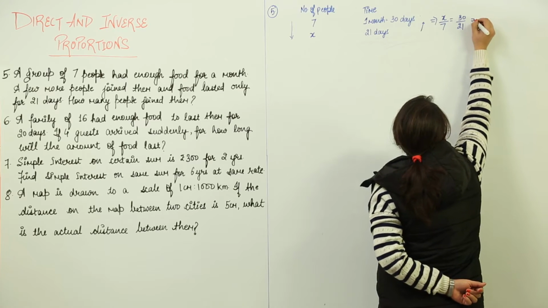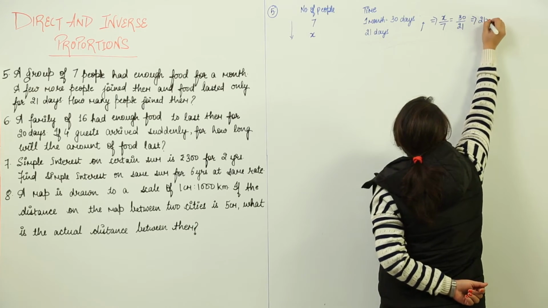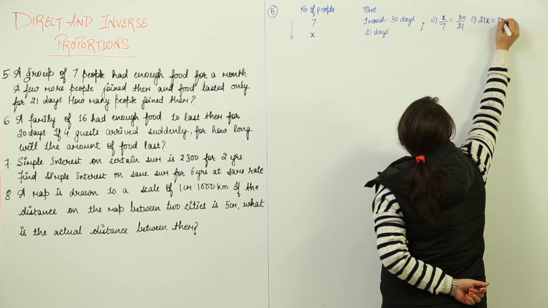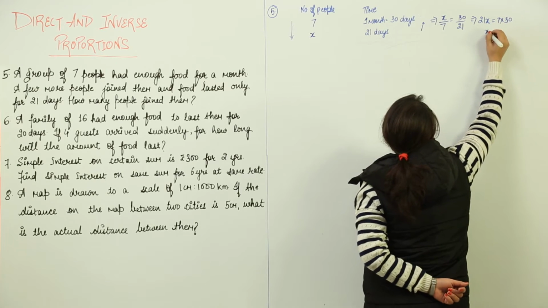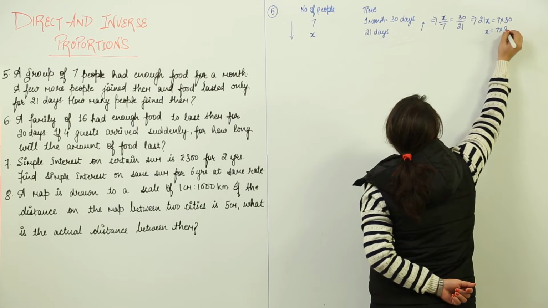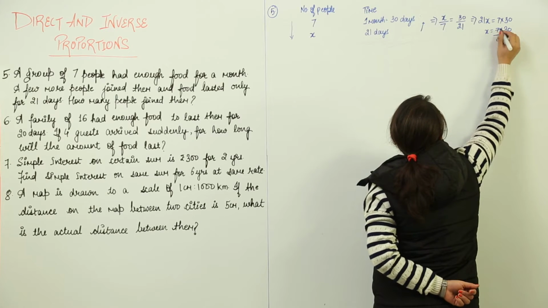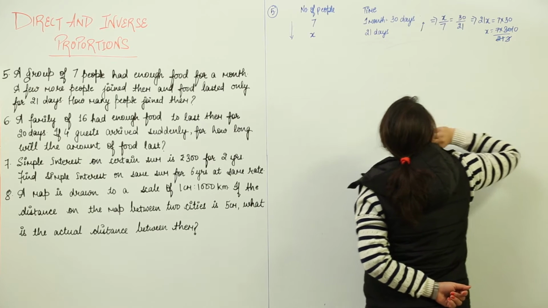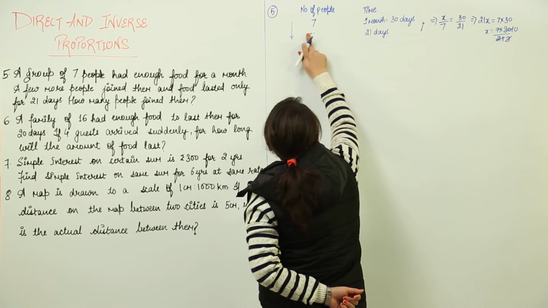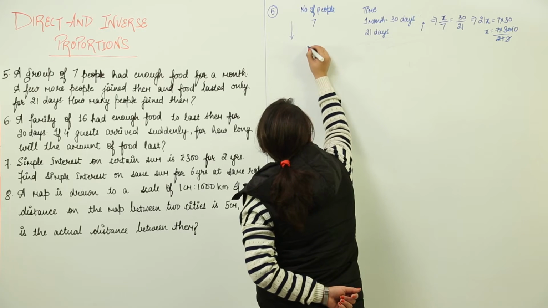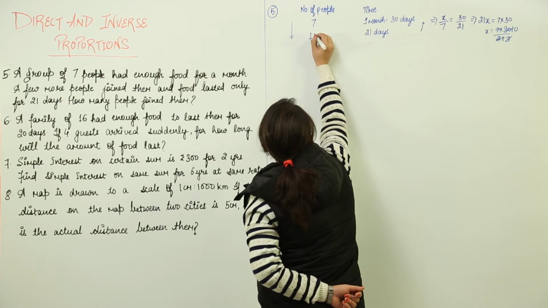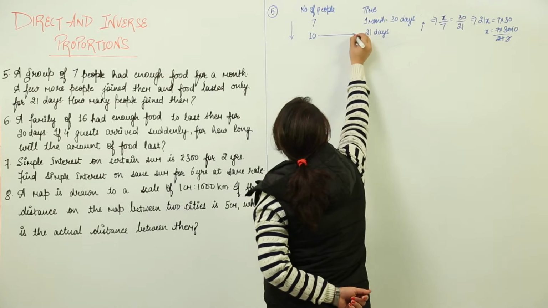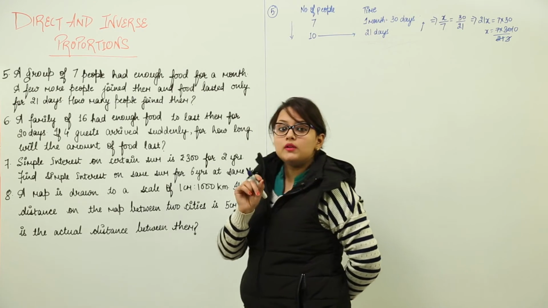Now how to solve this? The same cross multiplication. 21x is equal to 7 into 30. x is equal to 7 into 30 over 21. 7 3s are 21 and 3 10s are 30. That means we get x as 10. So how many people are going to consume the food in 21 days? 10 people are going to consume the food in 21 days.